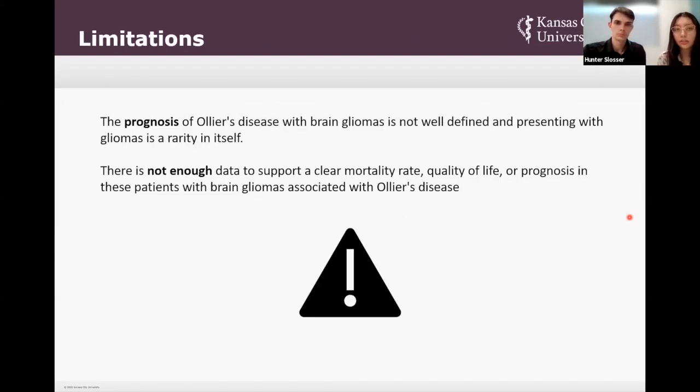So some limitations of our case report: the prognosis of Ollier's disease is not well defined with brain gliomas, because presenting with gliomas is very rare. That means there's not enough data to support a clear mortality rate, quality of life, or prognosis in these patients with brain gliomas.